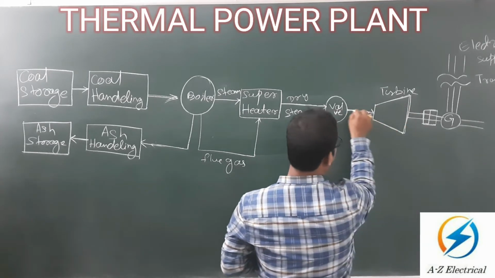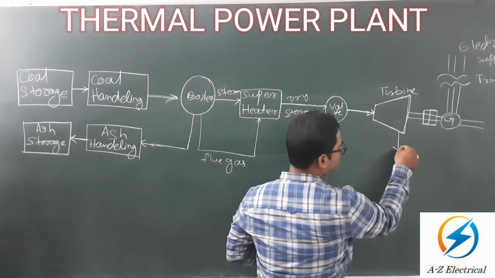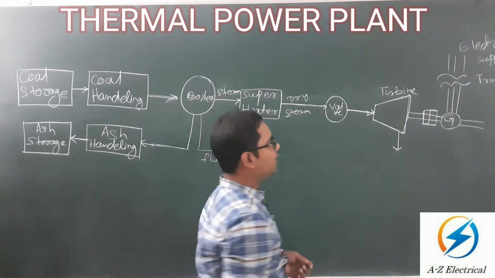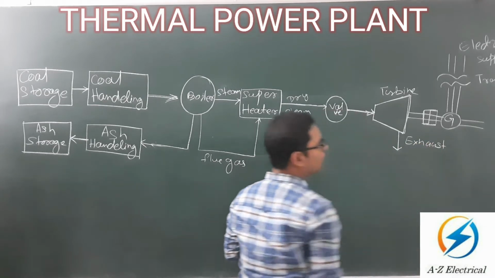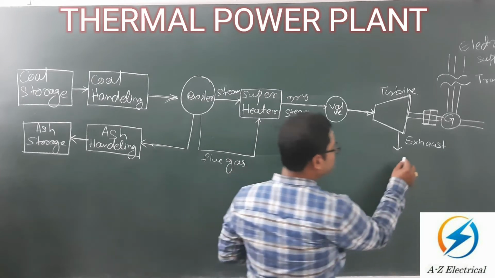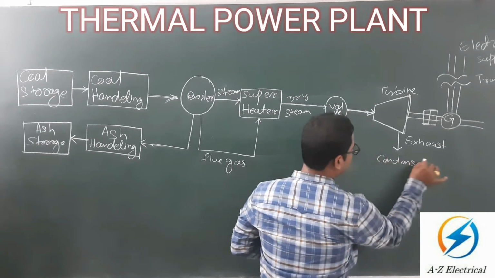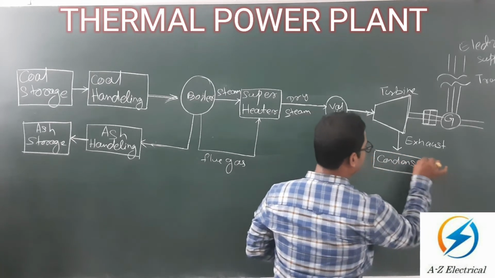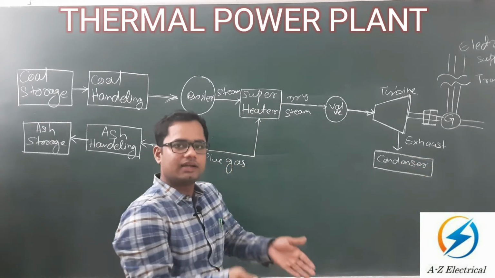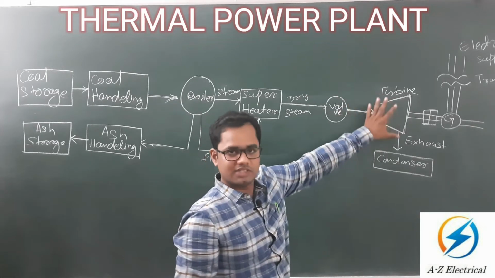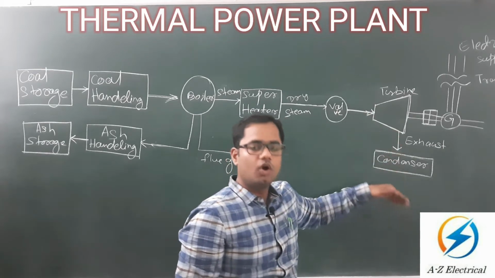So after the useful work of your steam, the steam will get out from your turbine, and here it will be called exhaust. It will be called exhaust steam, and that exhaust steam will come to your condenser. So what happens in your condenser? The steam gets condensed. Here hot steam is in vapor stage, and that steam will get condensed and converted to hot water.